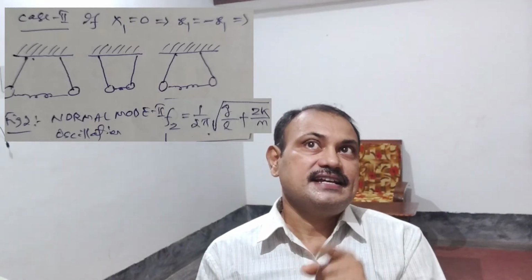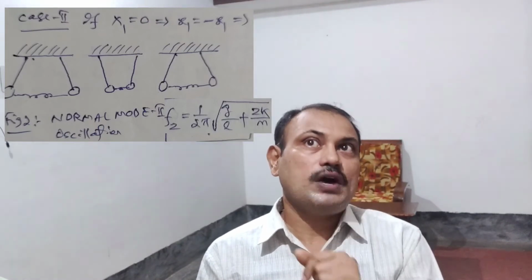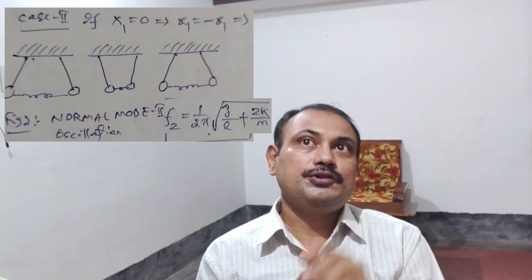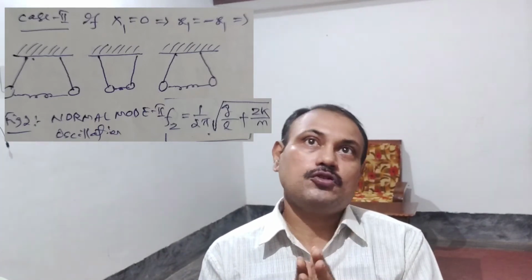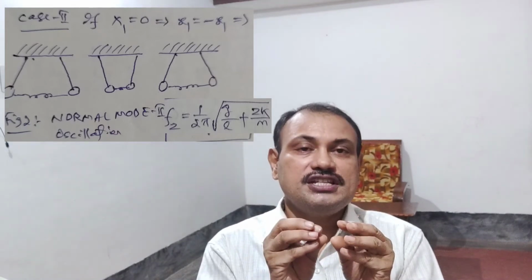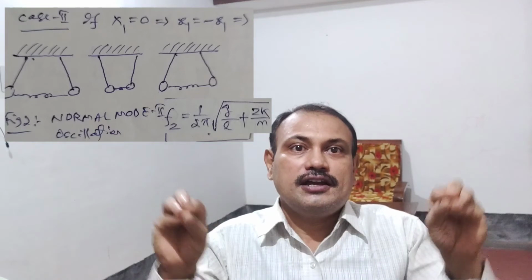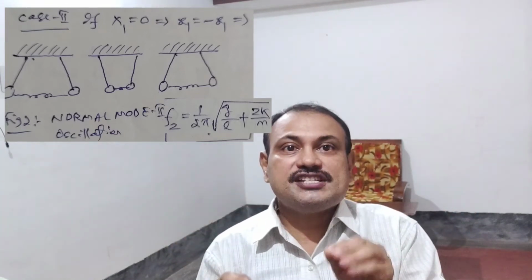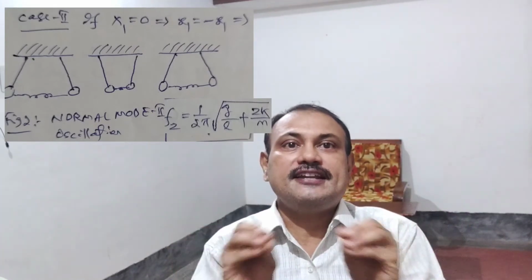So in that case, the corresponding normal frequency will be f2, which is equal to 1 by 2 pi square root of g by l plus 2k by m. That is called normal mode 2. We will say normal mode 2 here. And as I have shown, in this case the pendulums vibrate in opposite directions, as if the spring uses the best of its stiffness, the maximum stiffness the spring can use.